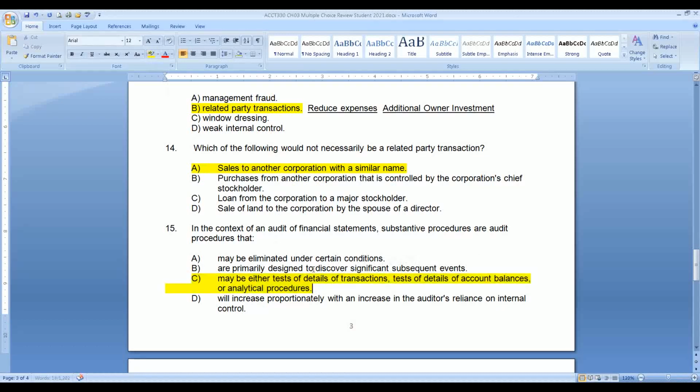And these are for the dollar amounts. So some of the procedures are tests of details. That's looking like invoices and things like that. The account balances, and also analytical procedures can be used. It's a very rare thing, but they can be used for substantive procedures. I hate explaining this one, but industry averages for bad debt expense, for instance, can be used. That's about the only one I can think of. Now, this one may be eliminated under certain conditions.